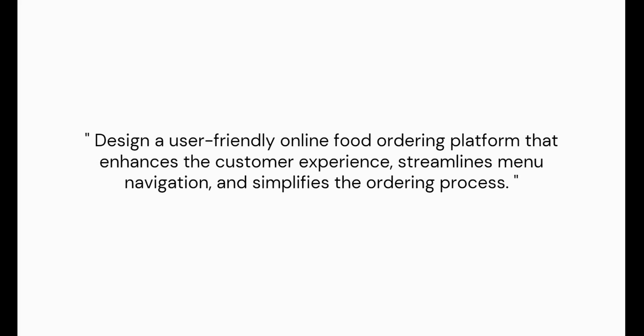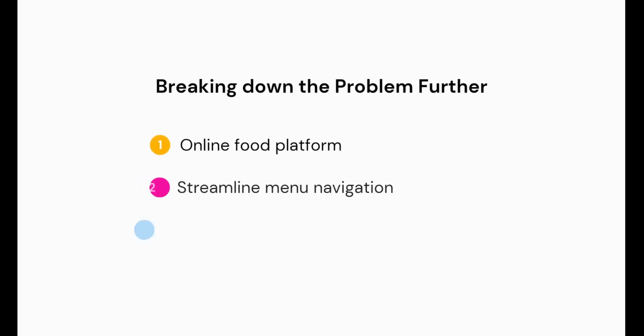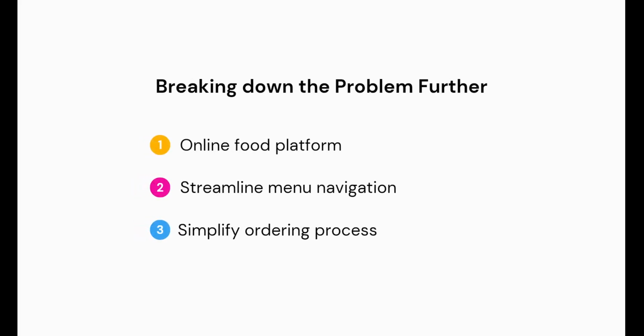Here's a sample business problem. It says design a user friendly online food ordering platform that enhances the customer experience, streamlines the menu navigation, and simplifies the ordering process. Now let's try to break it down. We realize that there are three main parts to this. The first is that we have to design an online food platform. The second is to streamline the menu navigation. And the third is to simplify the ordering process. So, breaking down this business problem gives an idea on what to focus on.